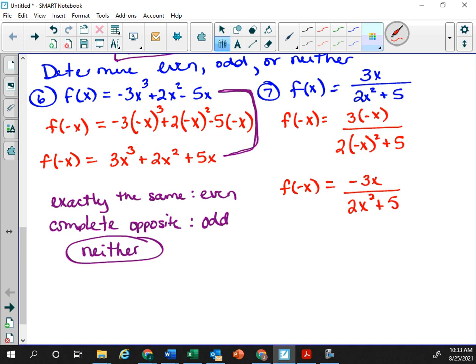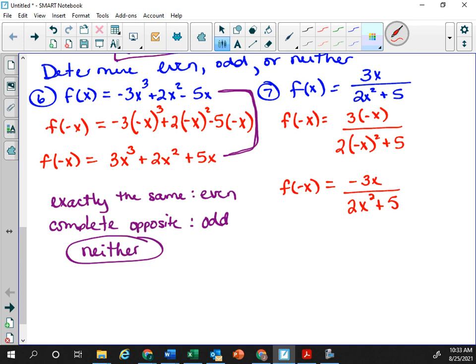We're okay? I see some questioning. I have to read your eyebrows now. Anybody have questions on the simplifying? Okay, even, odd, or neither, like we got here. Raise your hand if you think it's even. Raise your hand if you think it's odd. Raise your hand if you think it's neither.